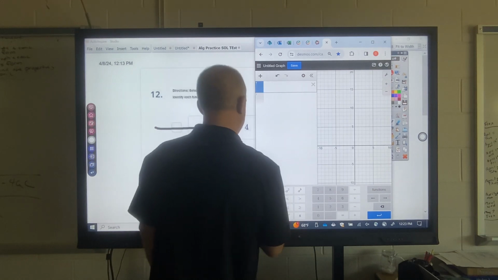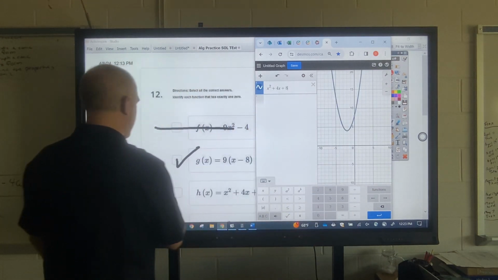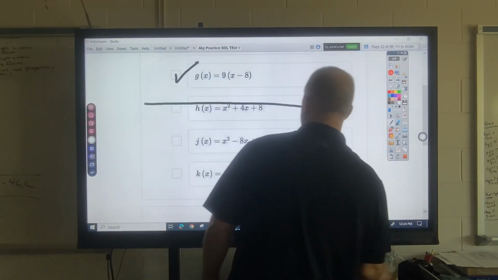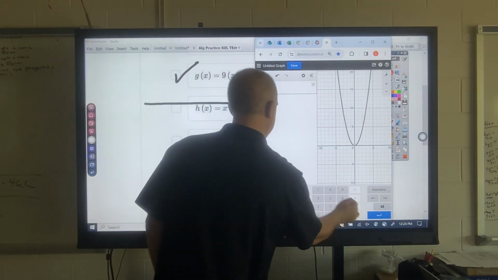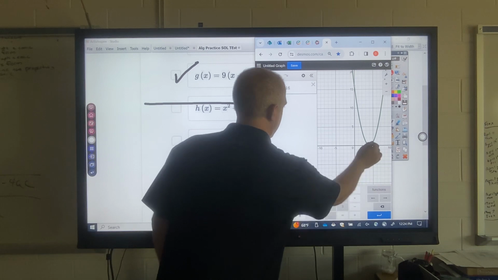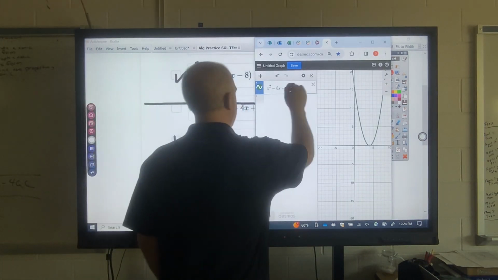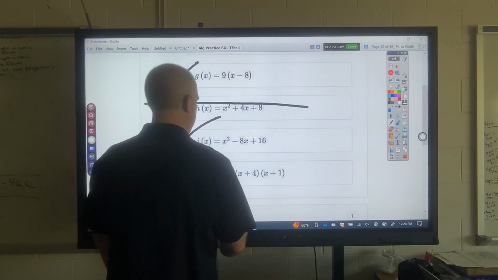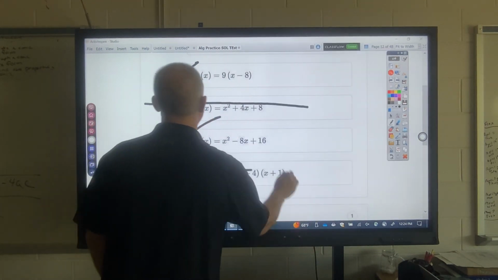x squared plus 4x plus 8. That doesn't cross at all, so that's not an answer. Next, x squared minus 8x plus 16. That crosses once, that's going to be an answer. Is it x plus 1? That crosses twice, so that's not. So I got those two.